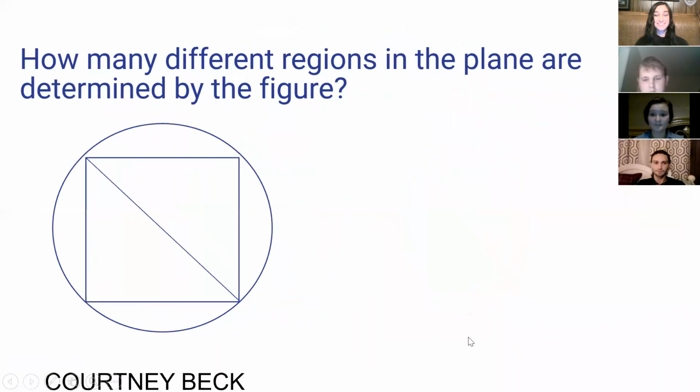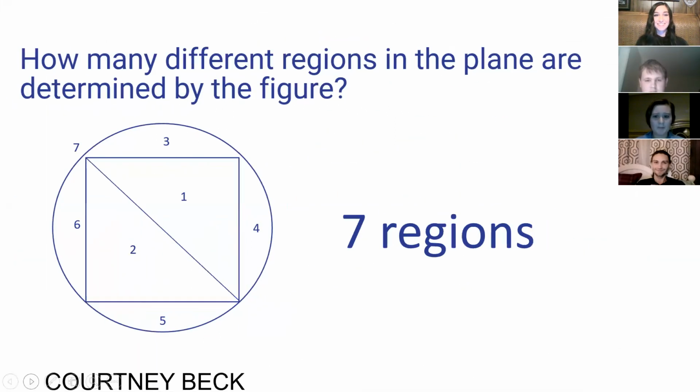Courtney, we're going to wrap it up with you. How many different regions in the plane are determined by the figure? We have a figure here, and we just have to count the faces. We have 1, 2, 3, 4, 5, 6, and 7 for the overall figure. And there you'll kind of see it laid out.